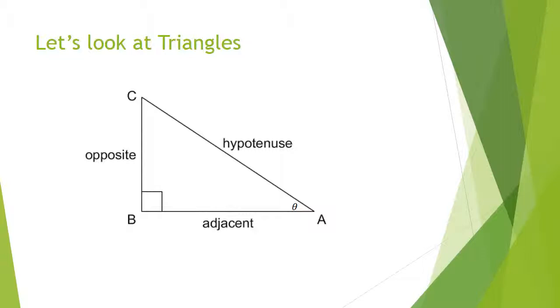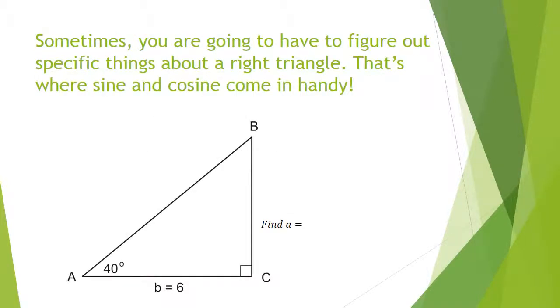In this case, theta is down by angle A, but you could have triangles that have your unknown angle at either side, because theta can be either of the angles that's not the right angle. So in other words, in a right triangle, your unknown angles need to be acute angles. Sometimes you'll need to figure out specific facts about the sides of your triangle. If I give you a triangle like the one below, where would you start to find A? So that's where the sine and cosine functions come in handy.